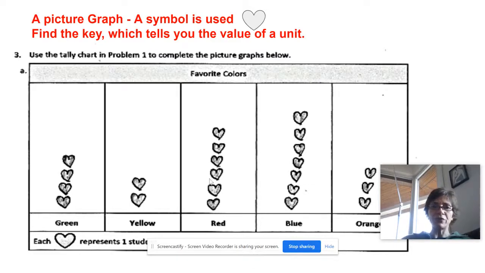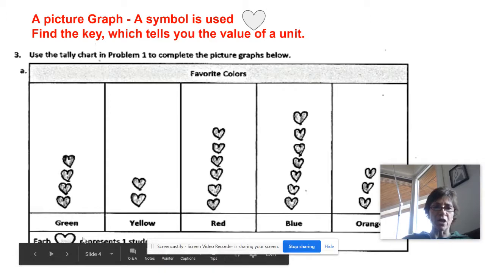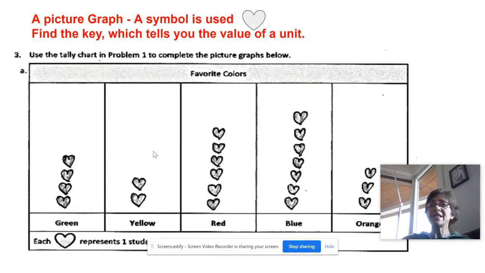In this kind of graph, you will find a key. See here, each heart represents one student. The key tells you the value of the unit. So in this case, it's 1, so 1 heart for 1 student. But especially if we have large numbers, you can have different keys. So the value of 1 heart could be 2 students, for example, or 10 students if we're interviewing a lot of students.